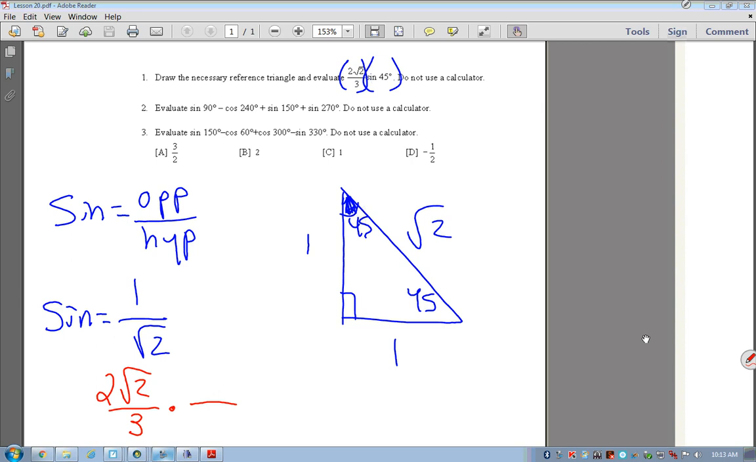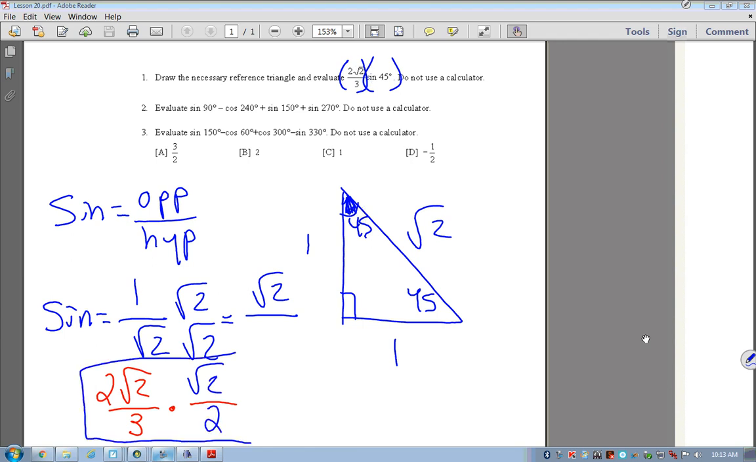I can't have a radical in the denominator, but how do I fix that? Multiply by what? Multiply by radical 2 over radical 2, something equivalent to 1. What's that give me for an answer? Radical 2 over 2.